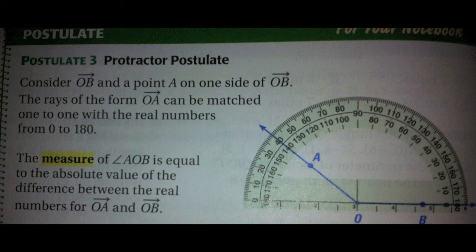Basically what it's saying is you could take the distance between the one ray and the other ray, that little arc angle, if you will, and that's how you figure out what the actual angle measure is. Just the absolute value of that, meaning it's going to be a positive number.